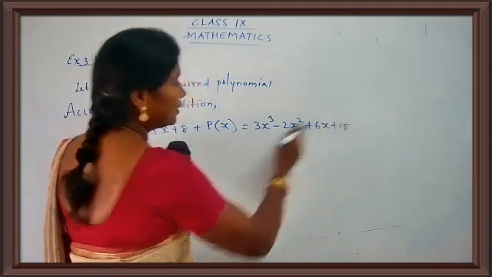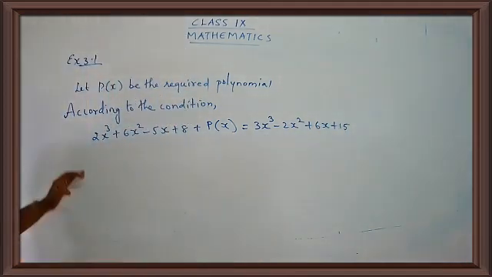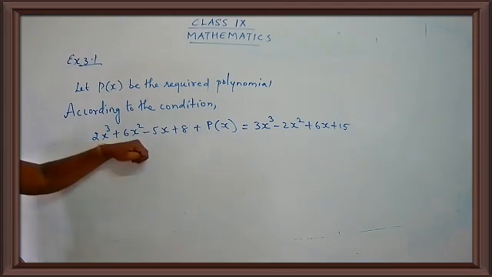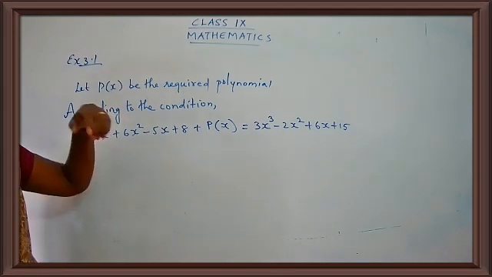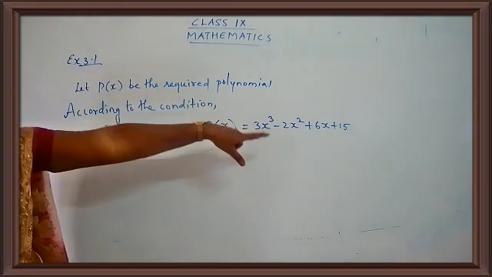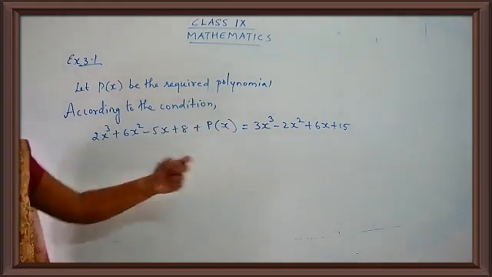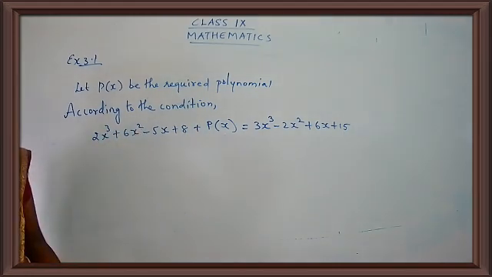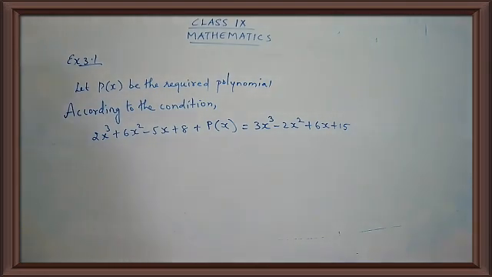Are you clear with the condition? What should be added to 2x cube plus 6x square minus 5x plus 8 to get 3x cube minus 2x square plus 6x plus 15? So what is being added here? A polynomial is added. So what have we considered the polynomial as? We have considered the polynomial as P of x. Okay children? Now, what are we going to do here? We are going to find out the value for P of x.